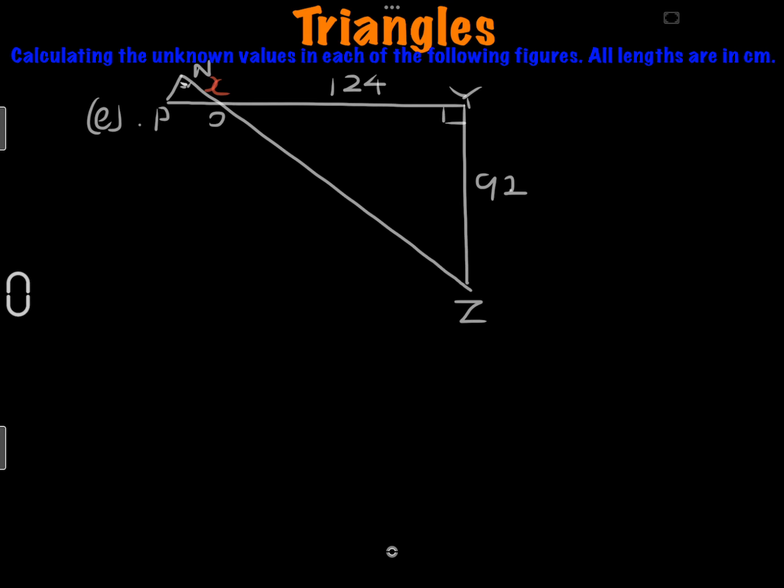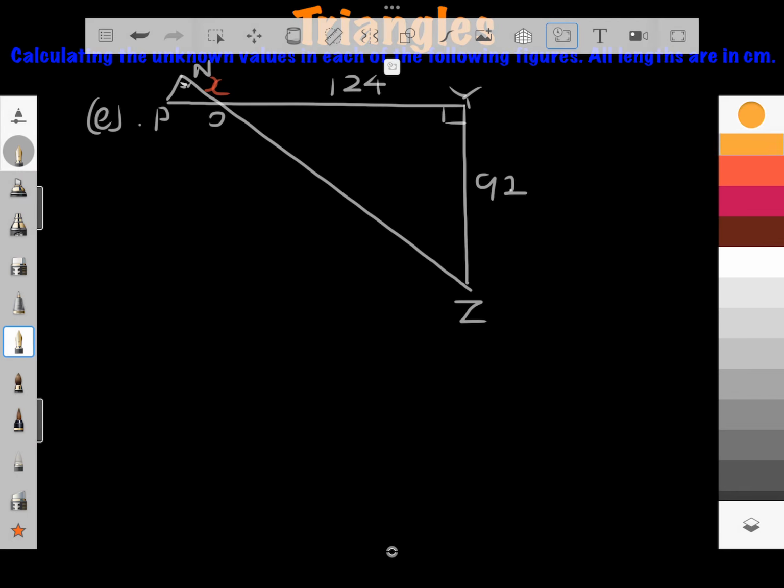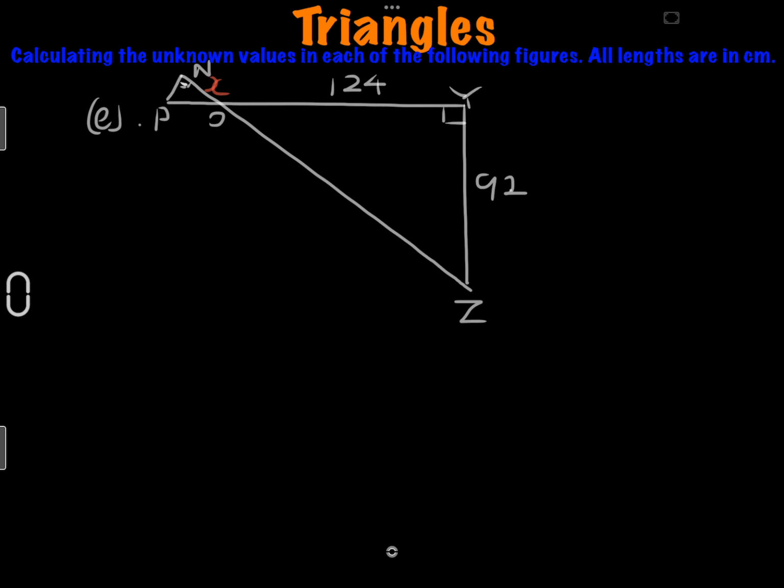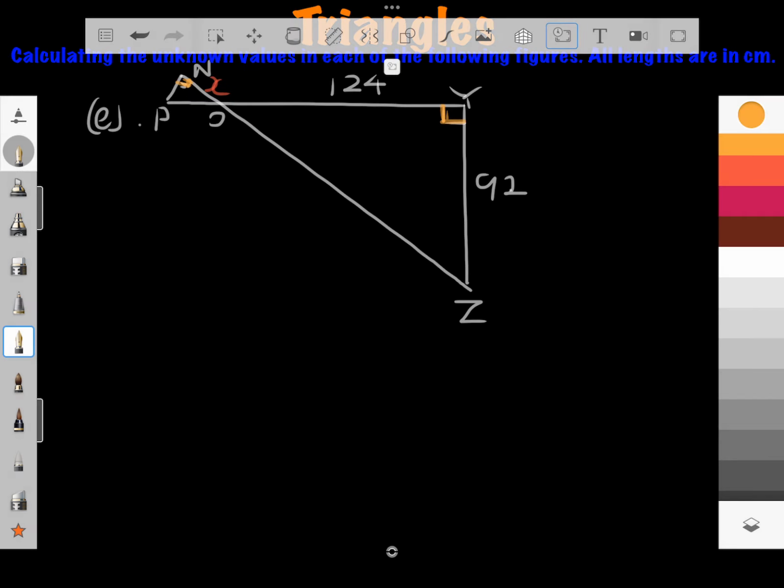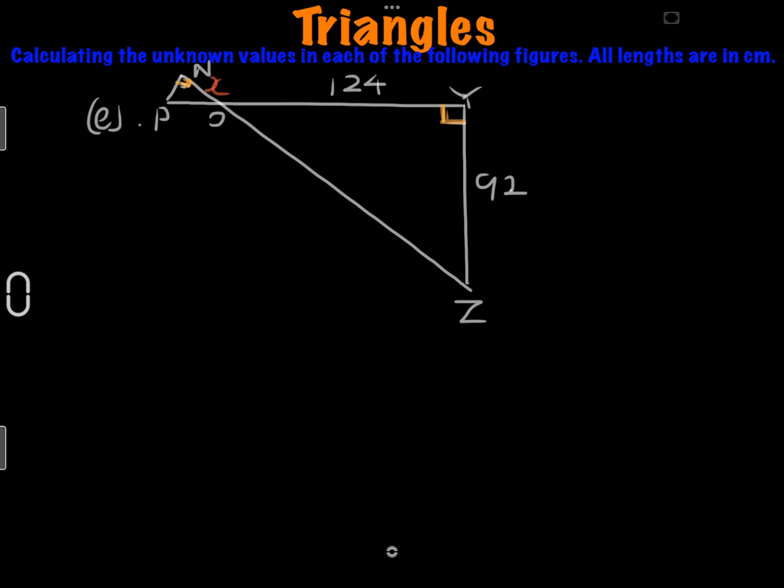Now by inspection, can you see that we have two right angles here? So let me just re-highlight these angles. At angle Y we have a 90-degree angle, and at angle N we have another 90-degree angle here. That's what we need to remember. Oh, we also have another side here of 23 centimeters. Side NP is 23 centimeters.